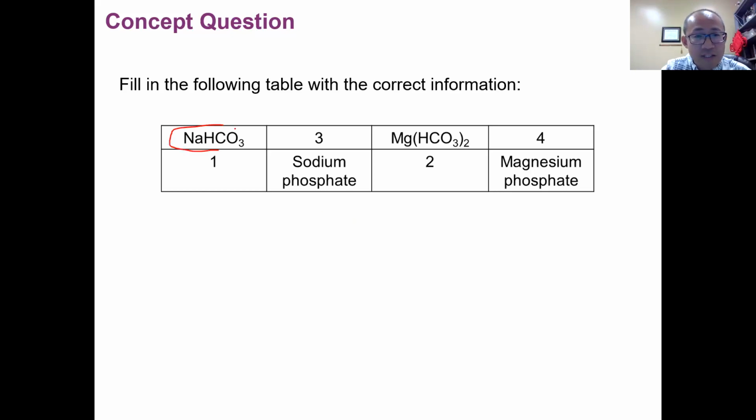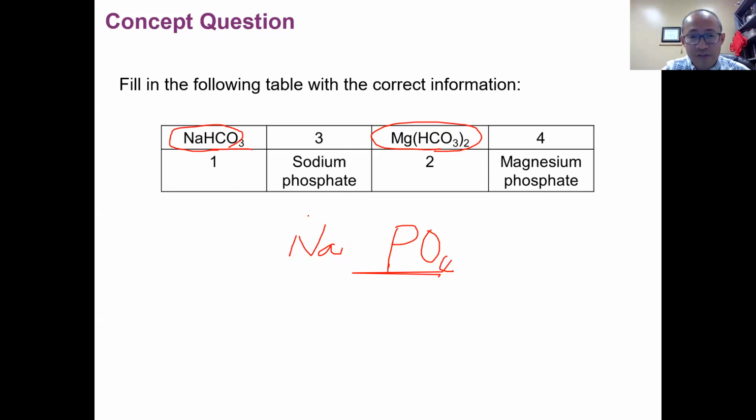The first one is sodium and bicarbonate, so the name is sodium bicarbonate. Number 2 is magnesium and bicarbonate, so the name is magnesium bicarbonate. The third and fourth ones ask you to write the formula. So we need to write the metal, sodium, and we also need to write the polyatomic ion, phosphate. PO4 is phosphate.